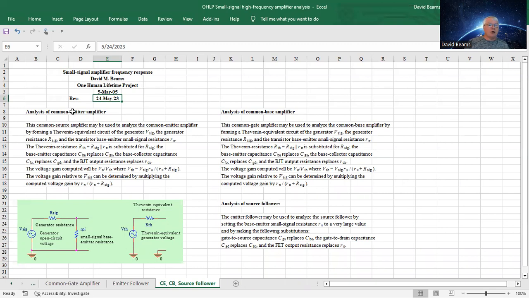For instance, how to analyze the common emitter amplifier using the common source amplifier worksheet, how to analyze the common base amplifier using the common gate amplifier worksheet, and how to analyze a source follower using the emitter follower tab of this spreadsheet.